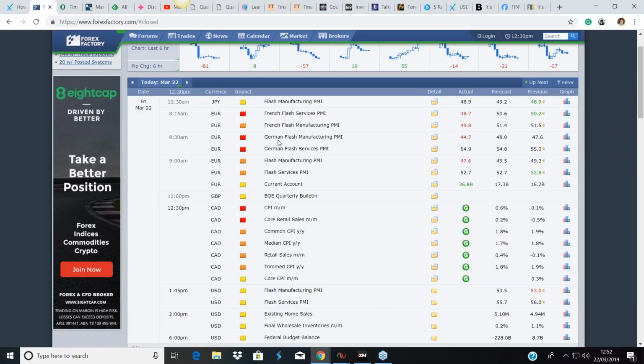The most important one, no disrespect to the French, is the German flash PMI number, which came in at 44.70. 50 is, if you like, the inflection point. Anything below 50 is not good. Above 50, it means the economy, certainly the manufacturing side of the economy, is doing very well. Now, why is this number so important, and how do we read it?